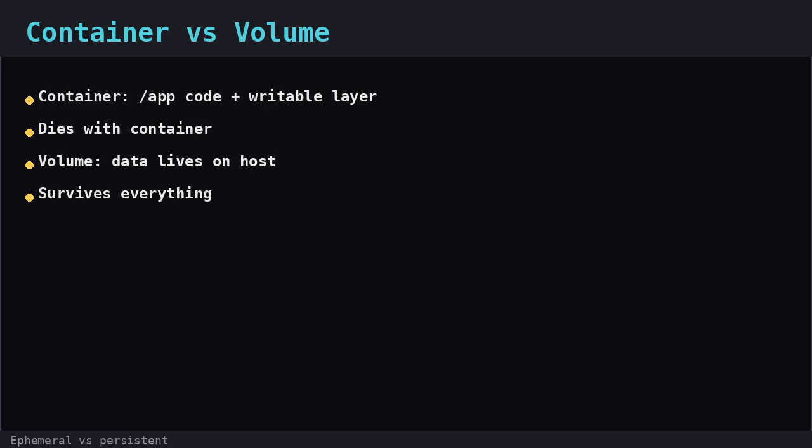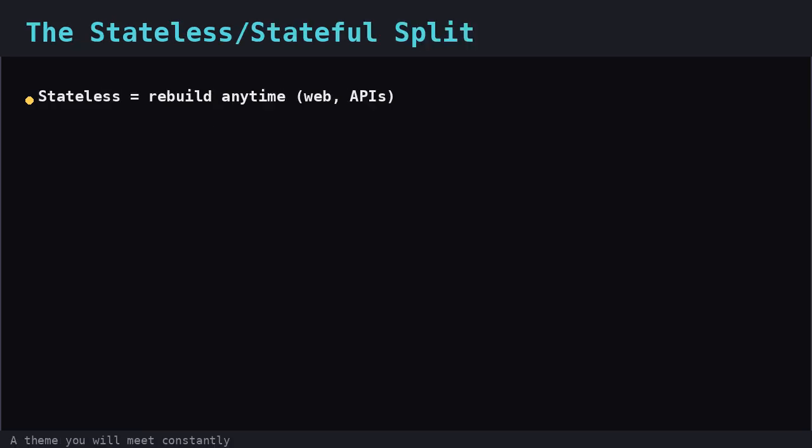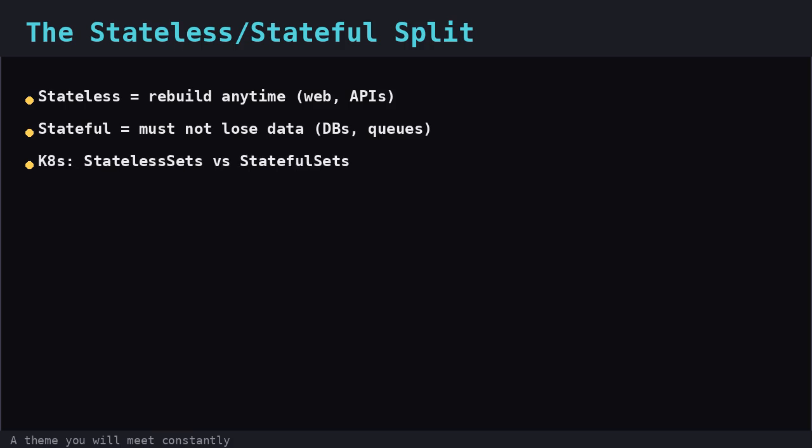This is also your first taste of a theme you will meet constantly. The stateless, stateful split. Stateless means you can rebuild anytime. Web servers, APIs. Stateful means you must not lose data. Databases, message queues. Kubernetes draws the exact same line. Stateless sets for the former, stateful sets for the latter. And you will already understand why when you get there.